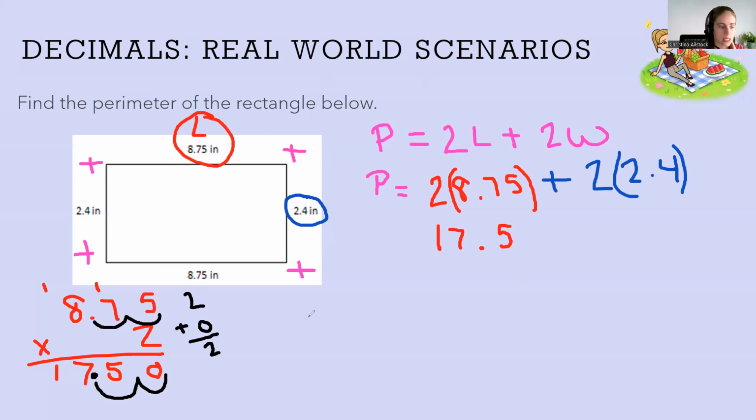All right, let's do our second set. We have 2 lengths of 2 and 4/10ths, so we're multiplying that by 2. 2 times 4 is 8. 2 times 2 is 4. Now let's place our decimal.